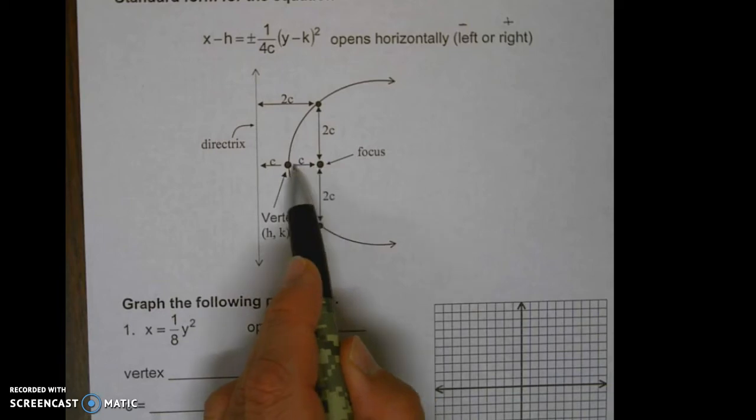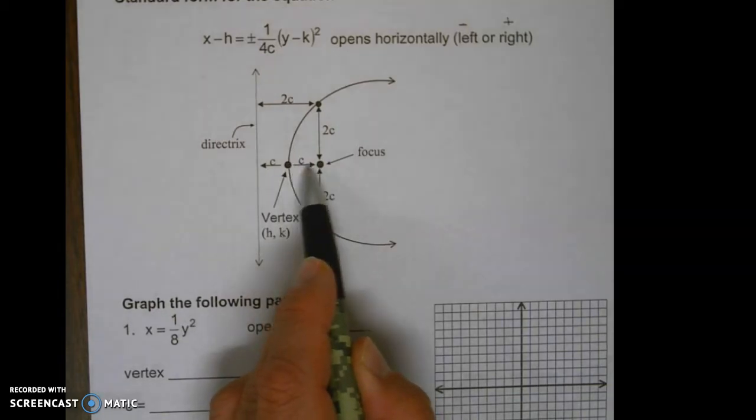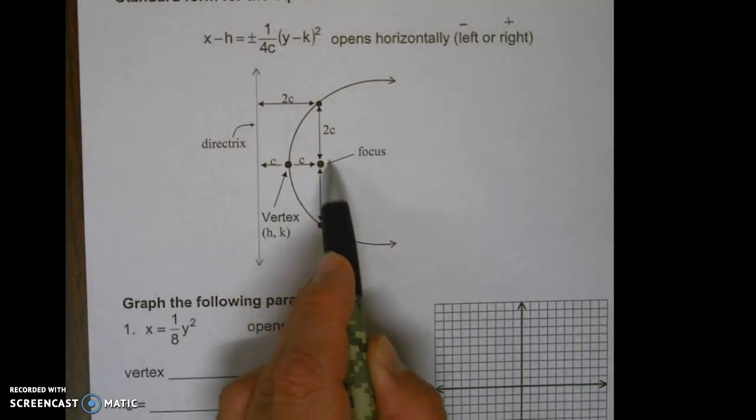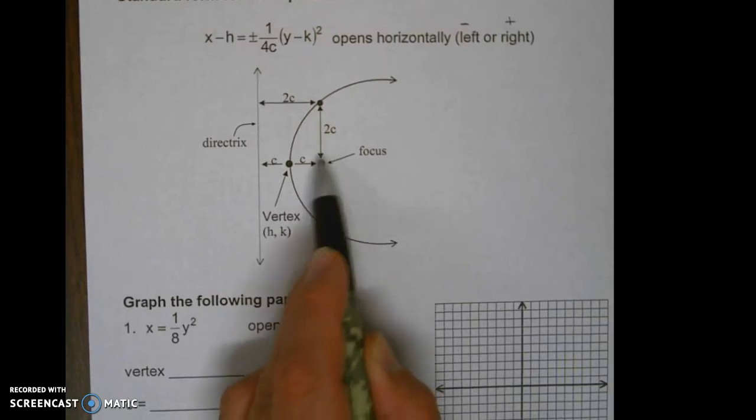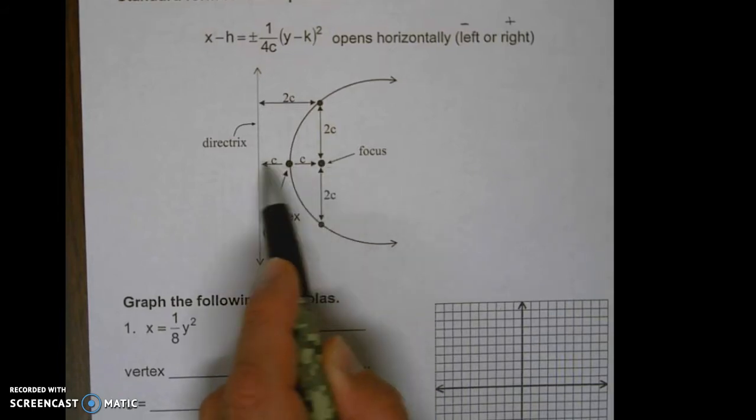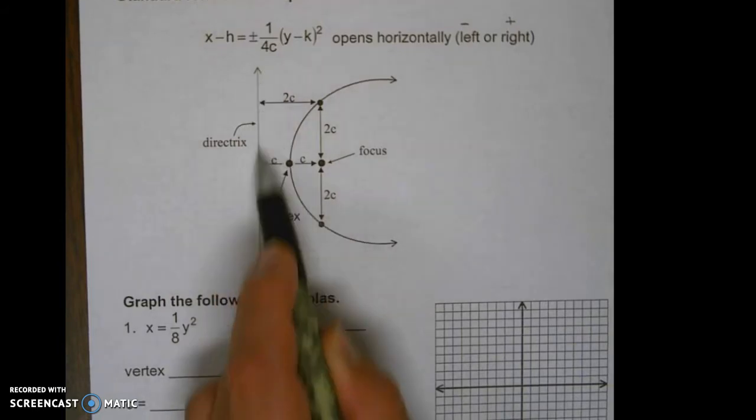All right, let's move down here. Notice we're going to be calculating C in order to find the focus from the vertex and the directrix. Notice the directrix is vertical versus horizontal.